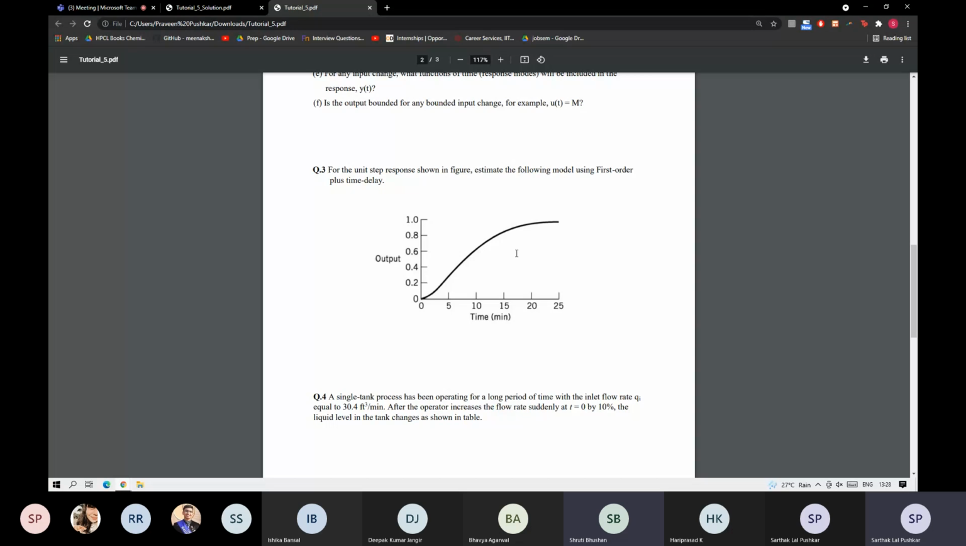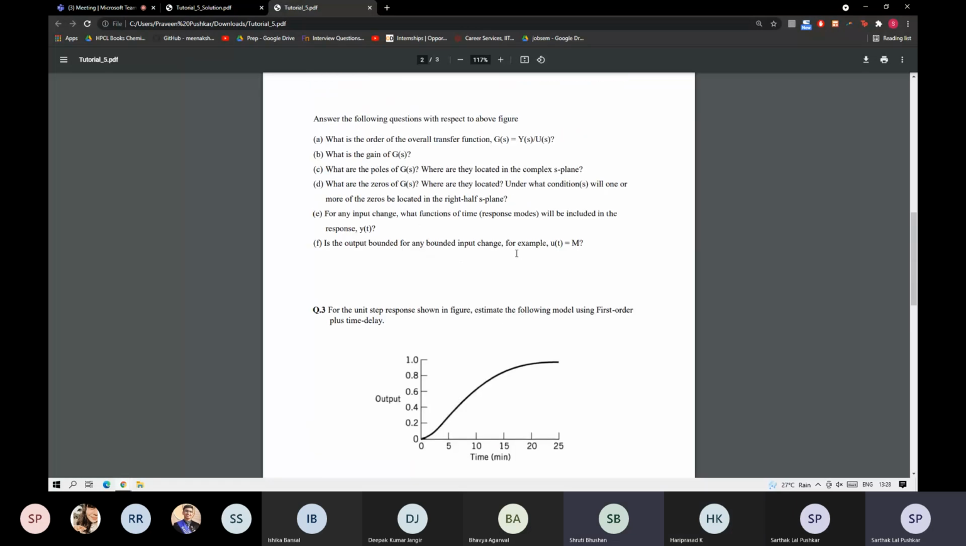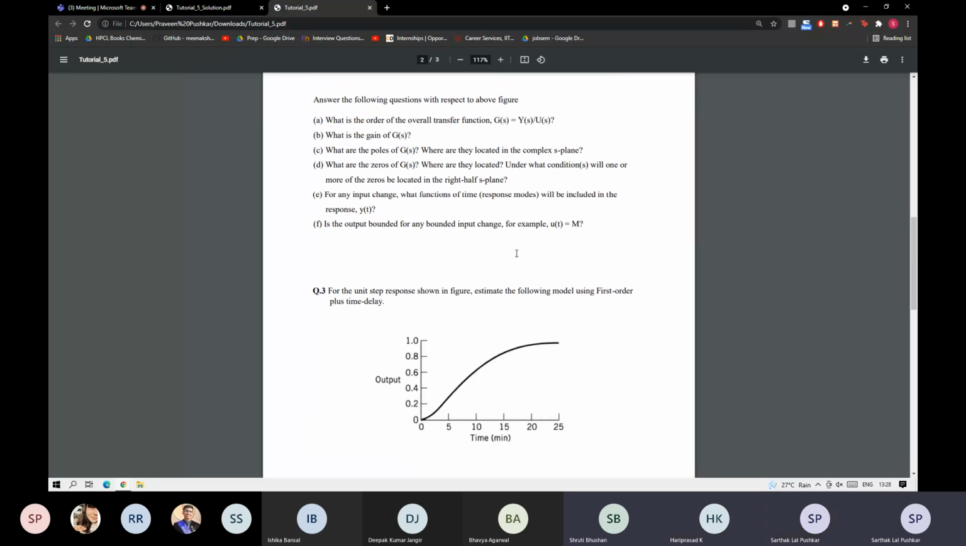Hello, sir. Yeah, go ahead. Sir, in the previous tutorial, we solved that for calculating gain, we said that it's limit s tends to 0 of G(s). So there are various ways to do it.